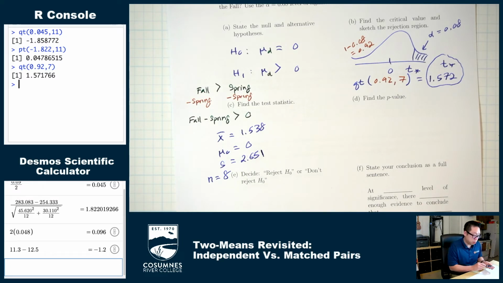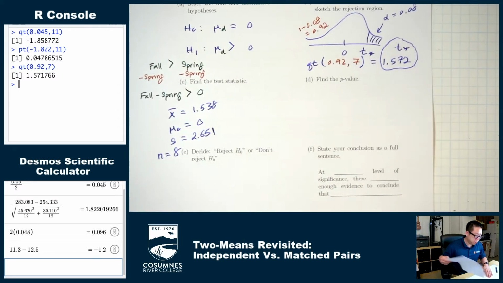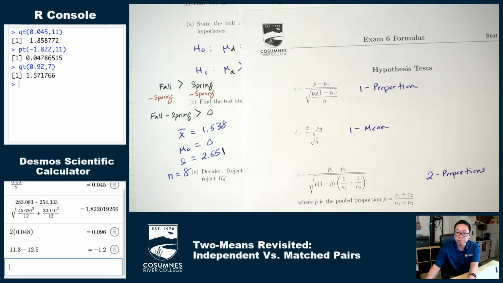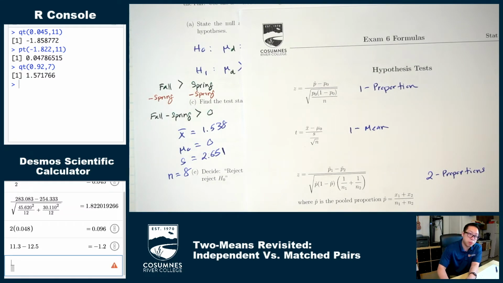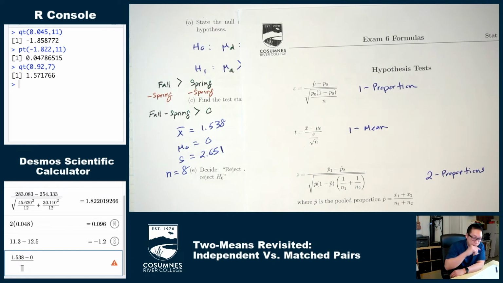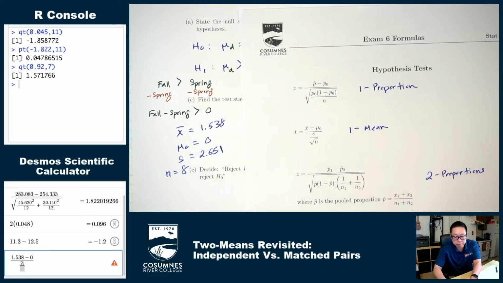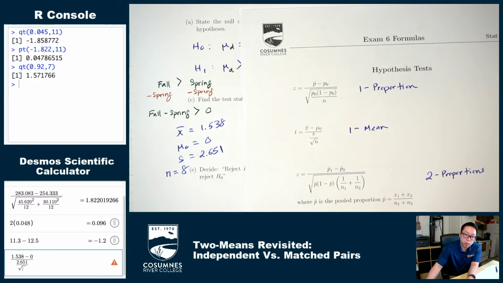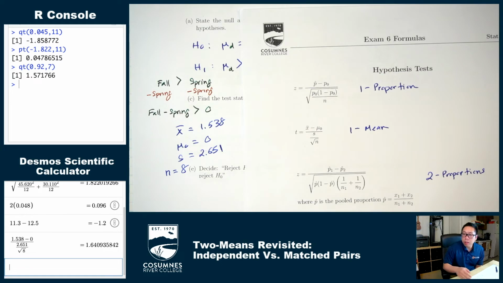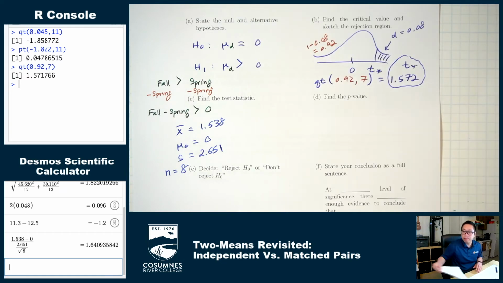And then plug this into the T formula for a 1 mean, which is this one. All right, so in Desmos, fraction, up top, X bar minus mu 0 is going to be 1.538 minus 0. On the bottom, it's a fraction. Up top, S, 2.651. On the bottom, square root of N, which is 8. Make sure it looks exactly like the formula for T. And I got 1.641. Okay, that's a T.